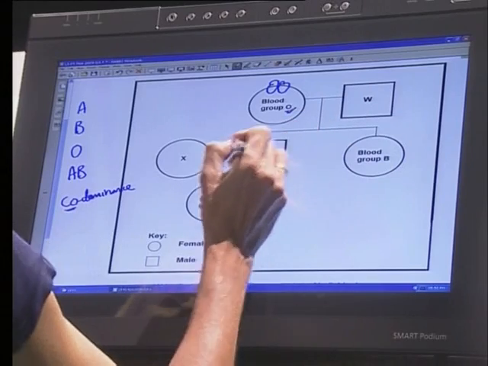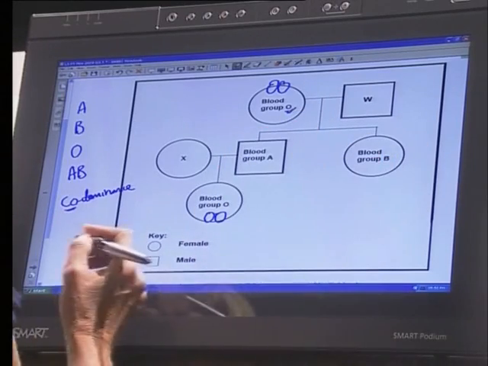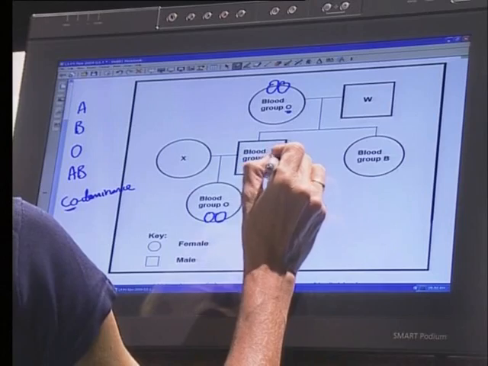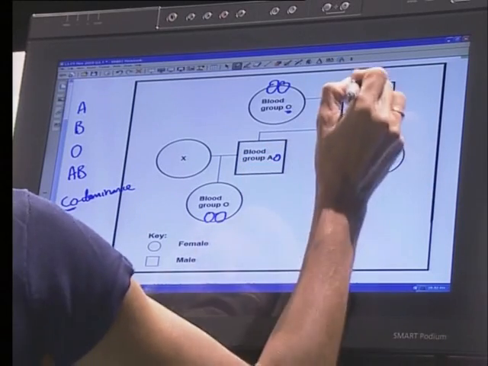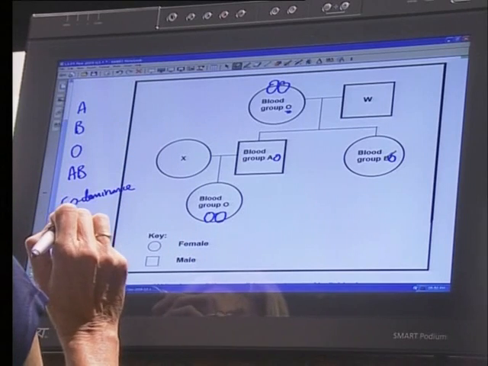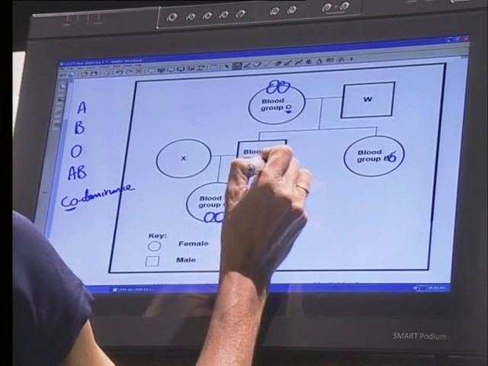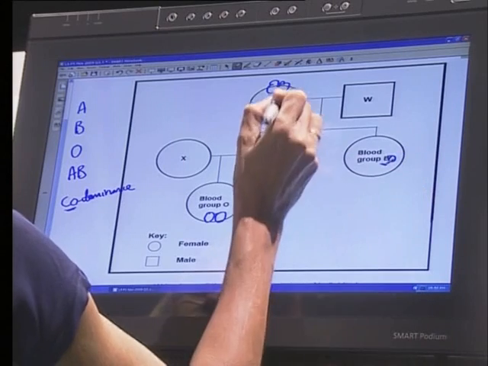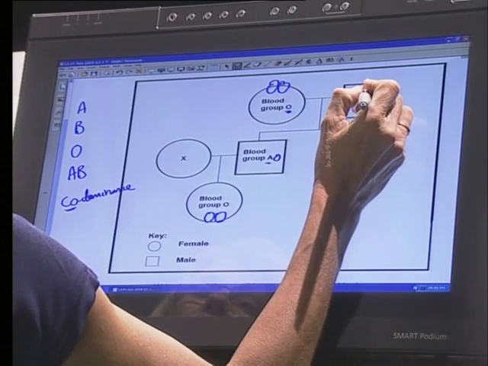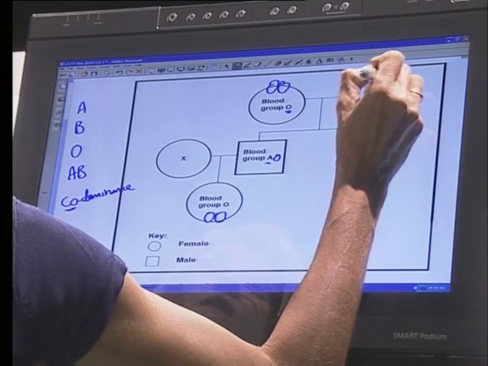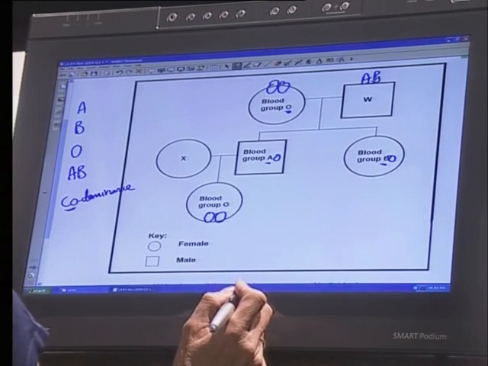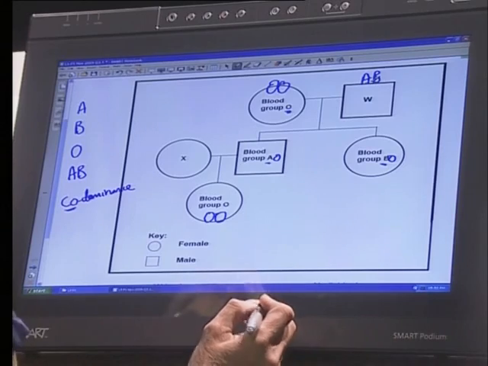Now, we've got a baby with an A and a baby with a B, which means this baby must be AO and that one BO. Which means the father must be what? Where do the A and the B come from? It doesn't come from the mother, so it must come from the father. That's right. So the father must be AB. Do you agree with me? Yes.